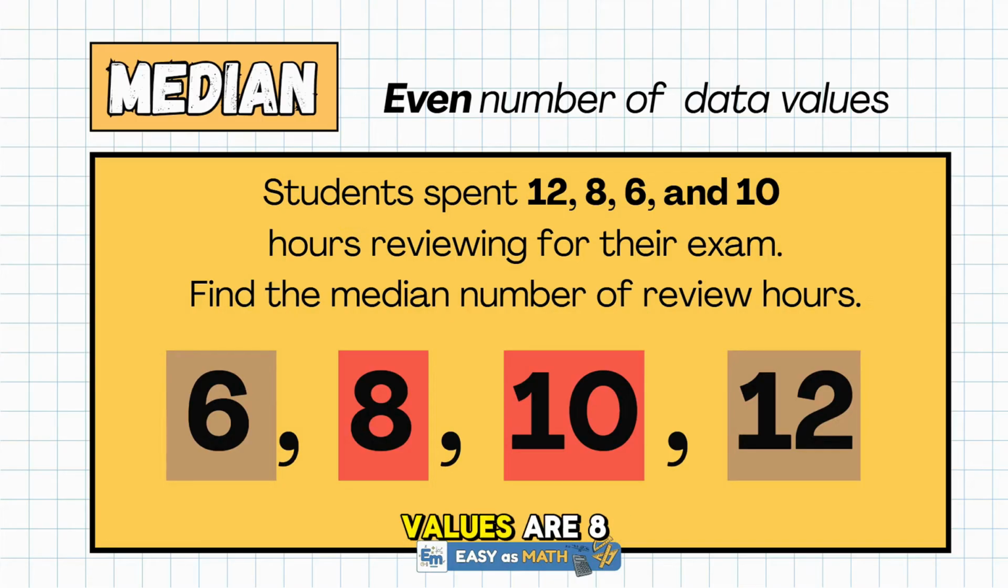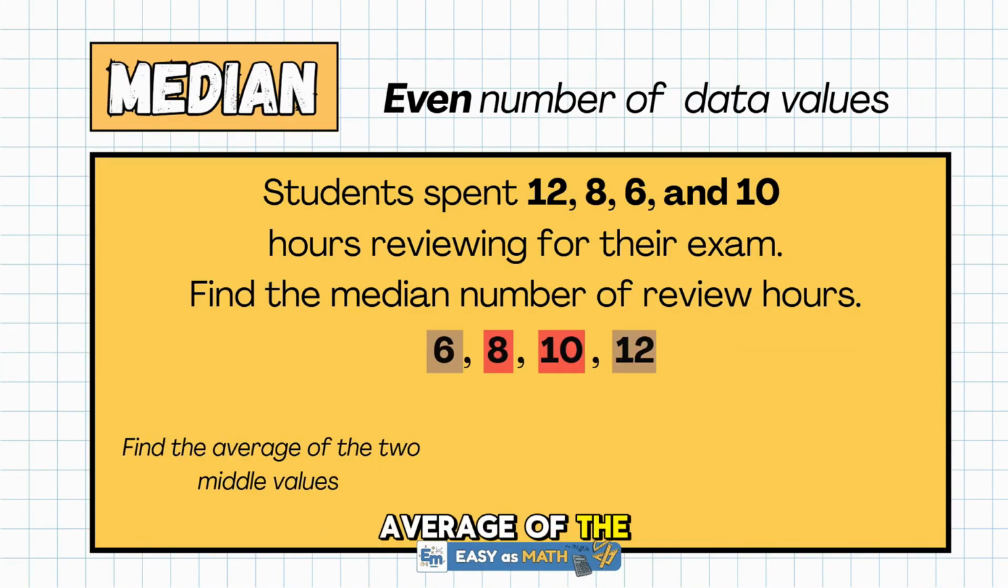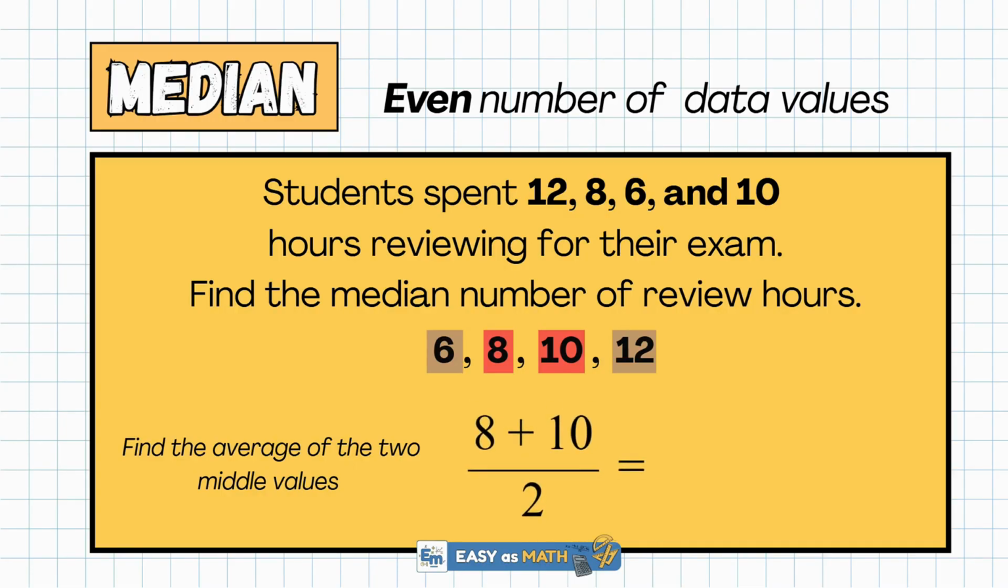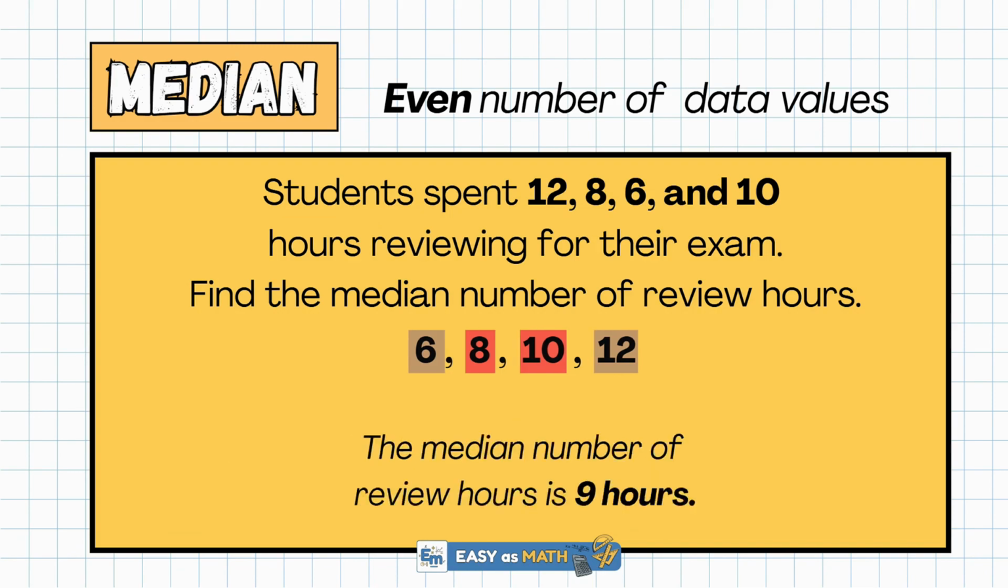The two middle values are 8 and 10. In this case, to find the median, we need to get their average. To find the average of the two middle values, we just need to add 8 and 10 divided by 2. 8 plus 10 is 18. Divided by 2, that is equal to 9. Therefore, the median number of review hours is 9 hours.